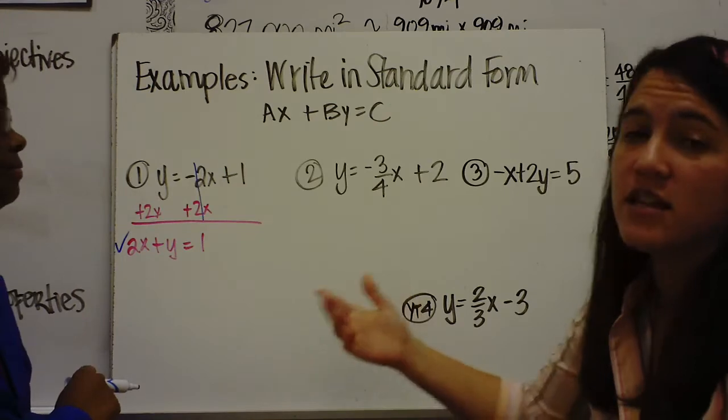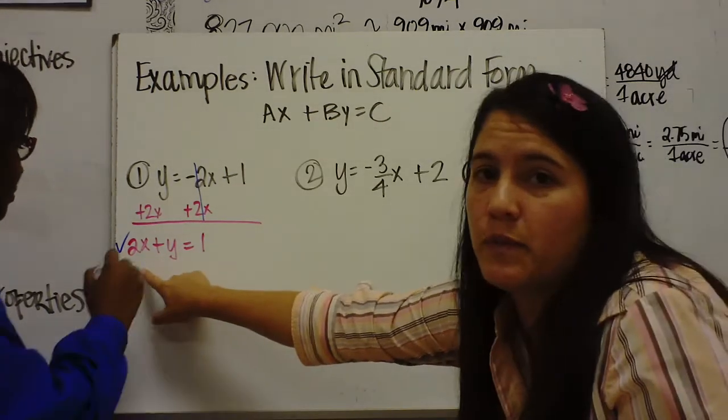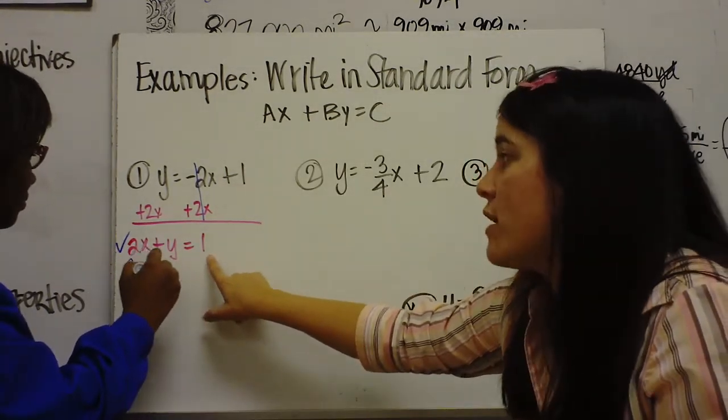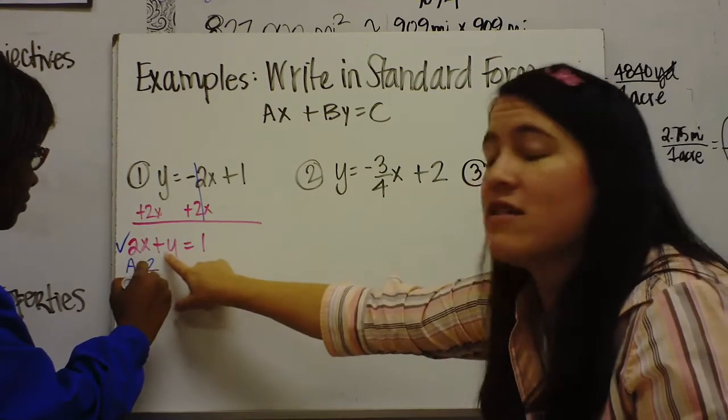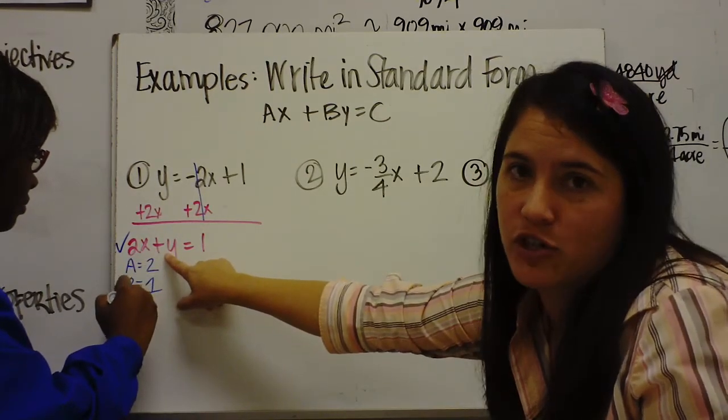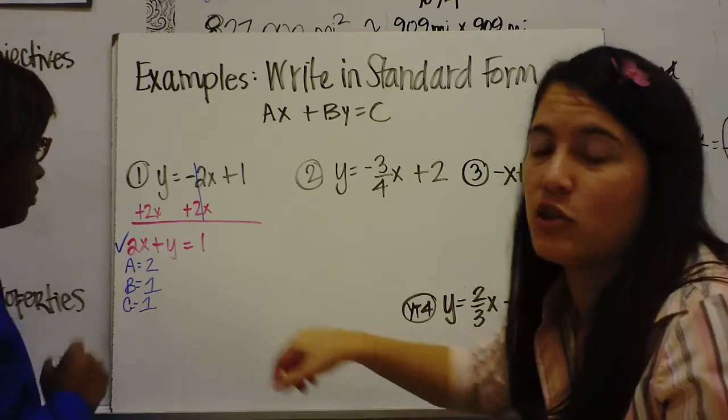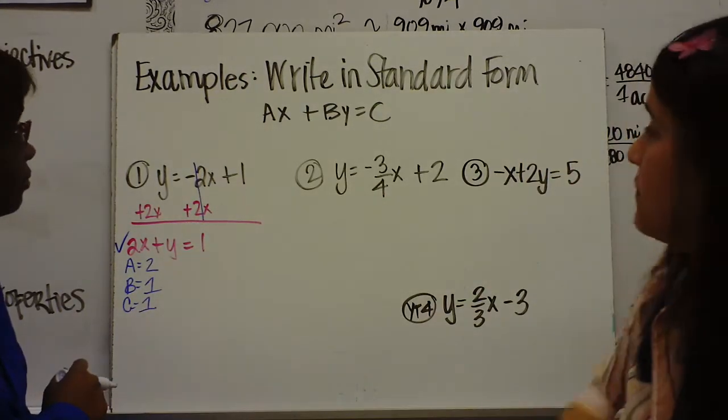Yes. And in this one, your a value is 2, your c value is 1, and your b value is the number in front of the y, and we should know that that would be a 1. So your b value is 1 and your c value is 1.